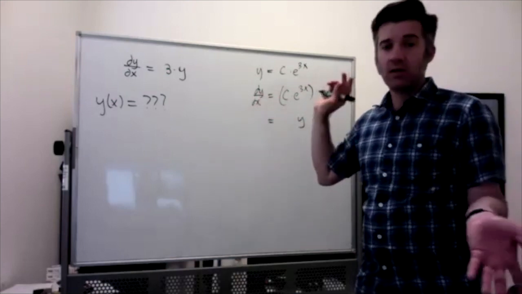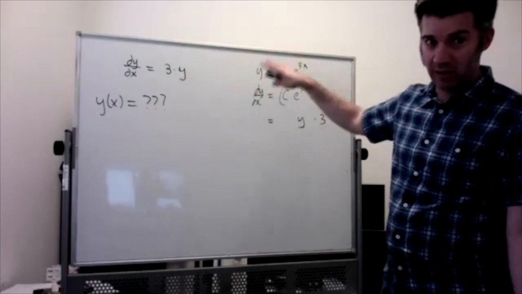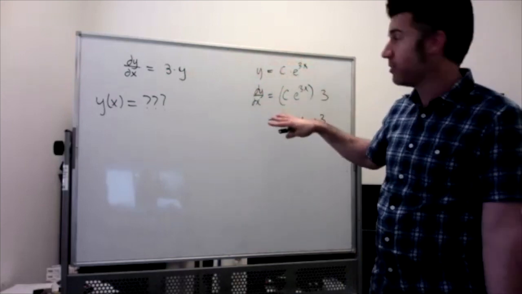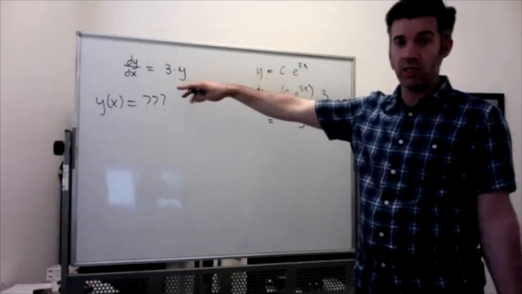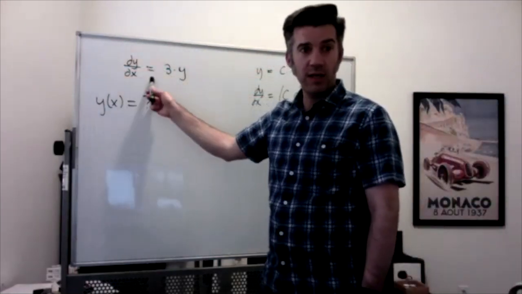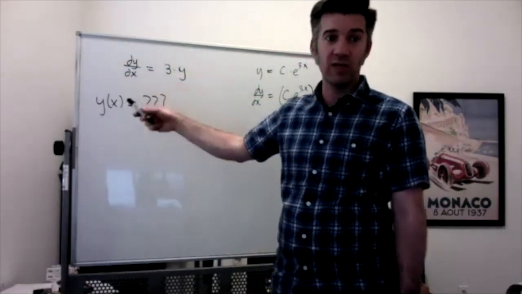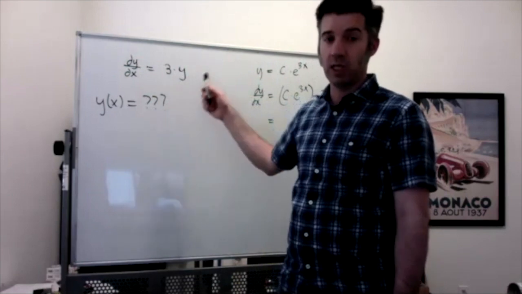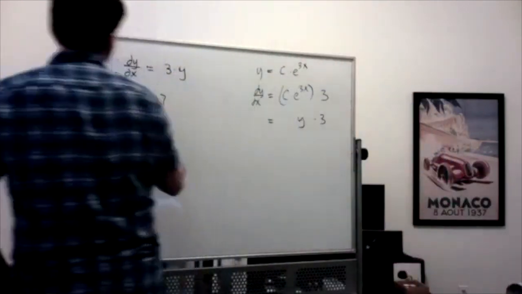You maybe didn't see this differential equation in 21A, but you definitely talked about the exponential growth and decay model. And it is the solution to this differential equation where the rate of change of y is 3 times how much y there is, where the rate of change is proportional to the population size. Very common example. But the question remains, how do we find y of x?